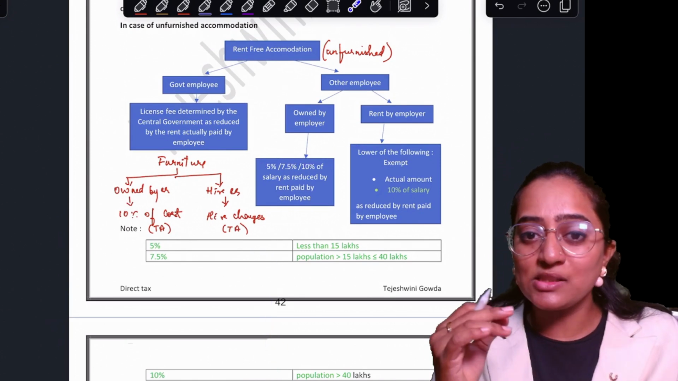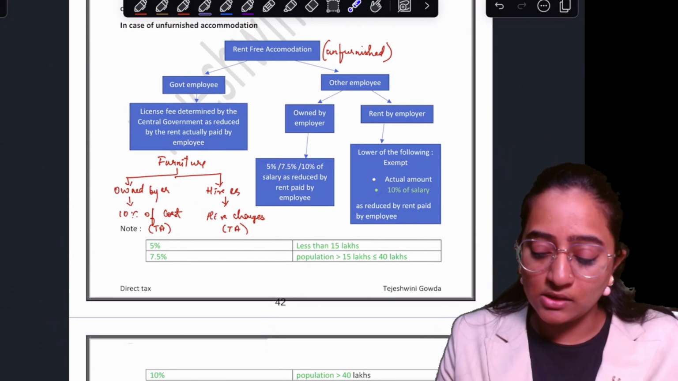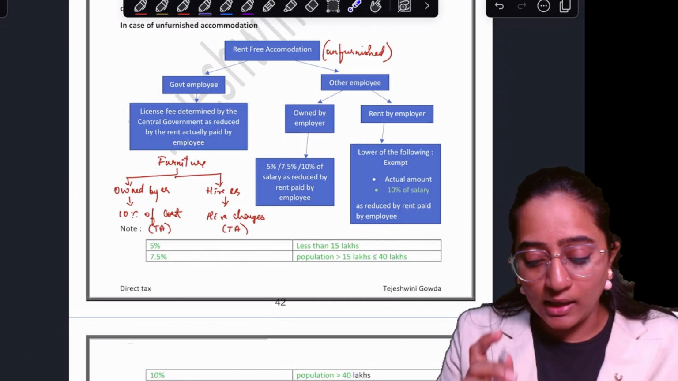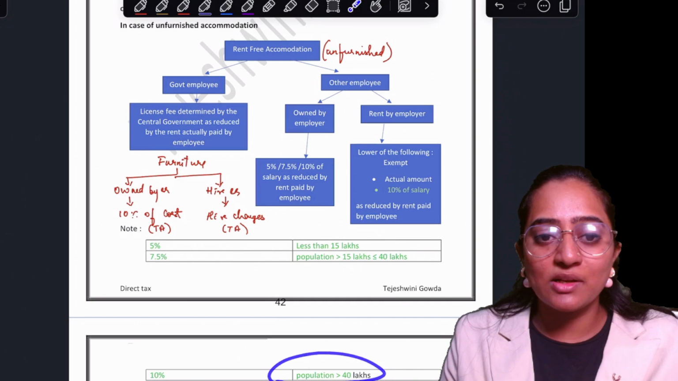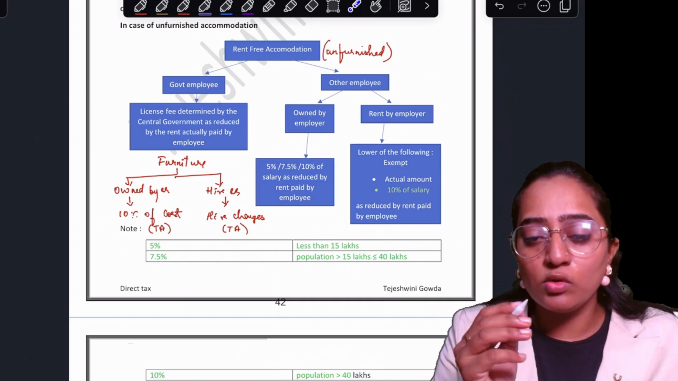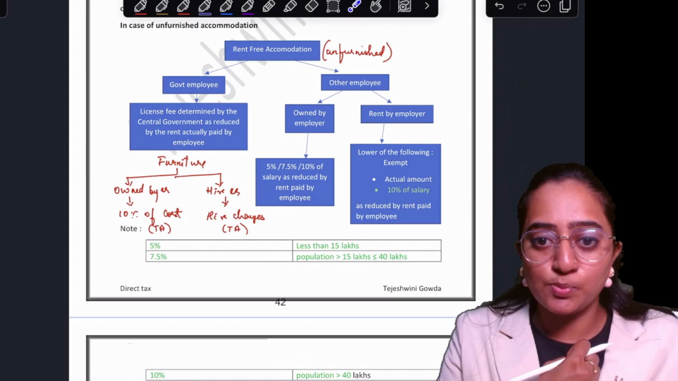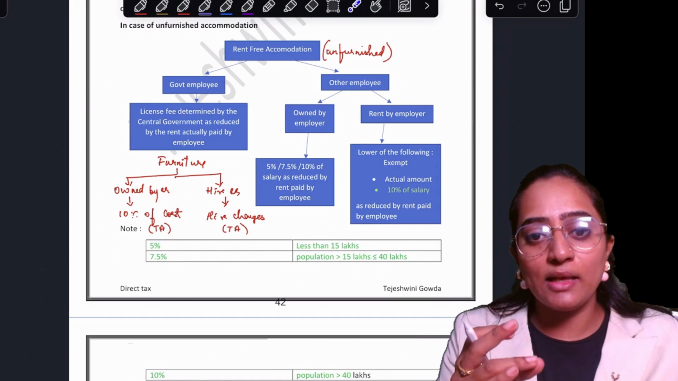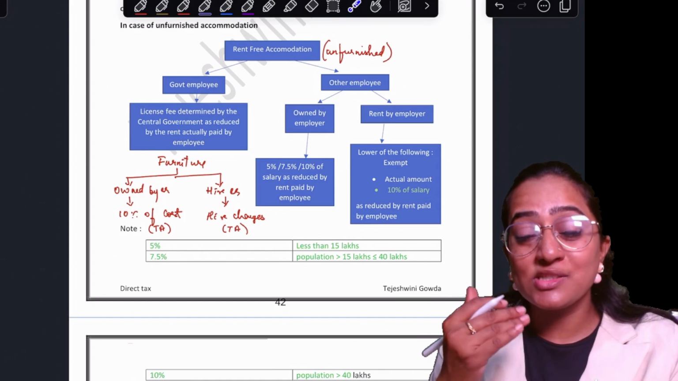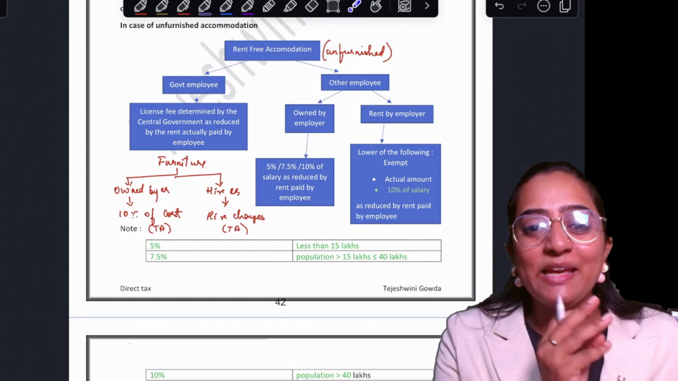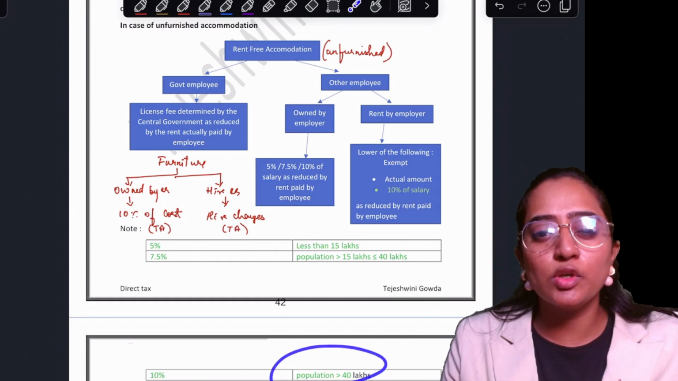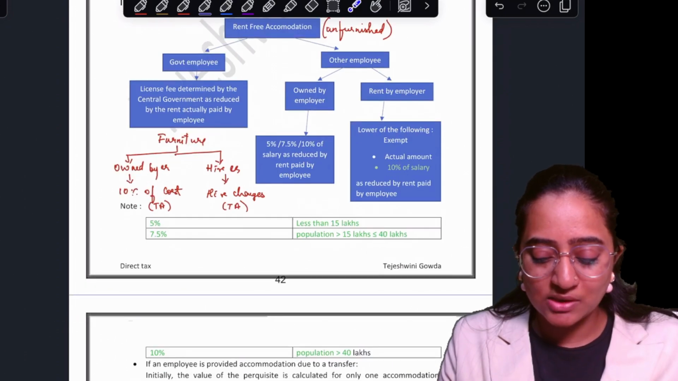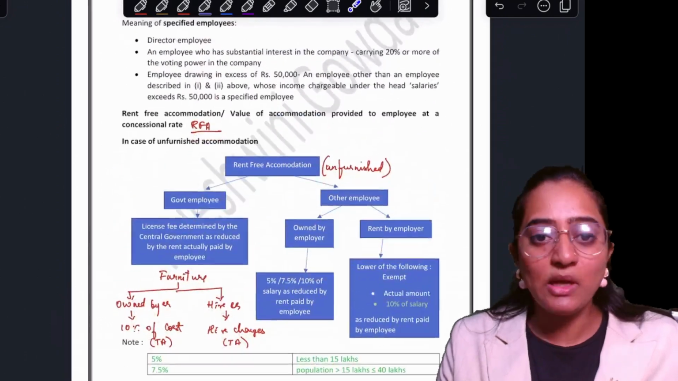If population is given in the question, please consider it. If nothing is given in the question, you can assume the population is greater than 40 lakh. Also, if it is a metro city, as per income tax the metro cities are Mumbai, Delhi, Chennai, Kolkata. If you're staying in these metro cities, it is assumed by default that the population is more than 40 lakh, so you consider 10%. It depends on the question being asked.